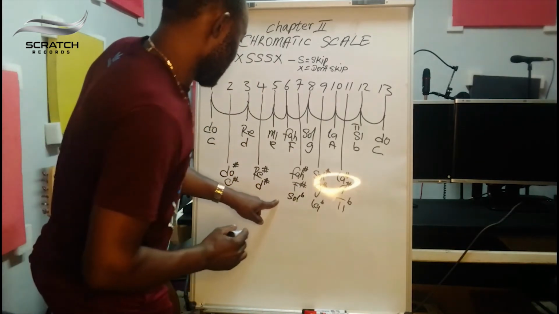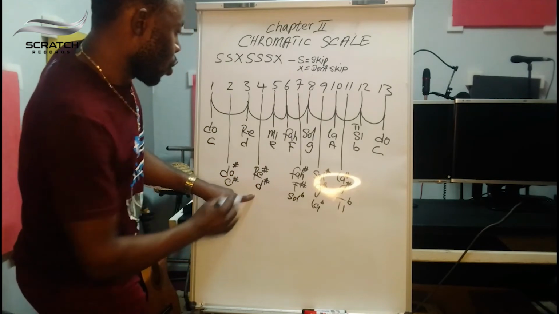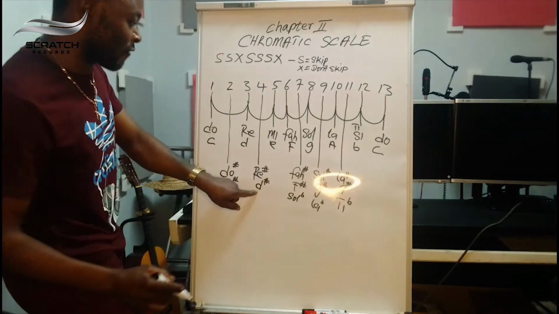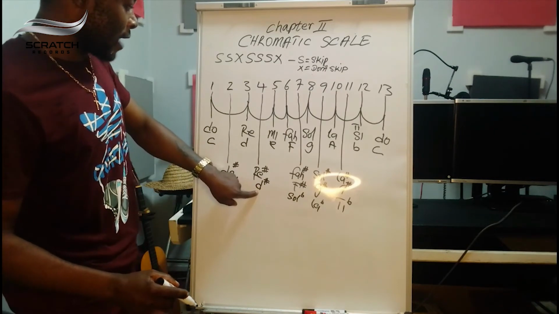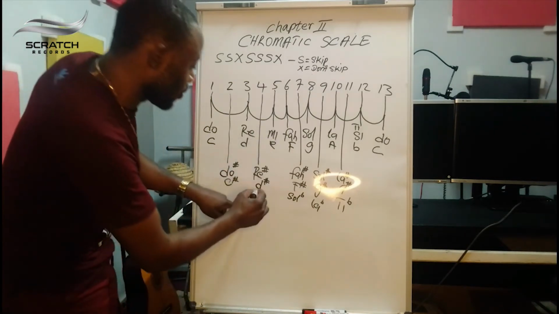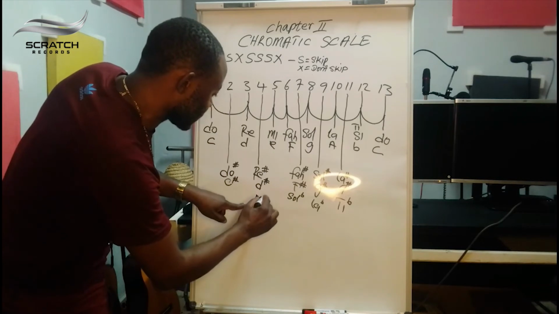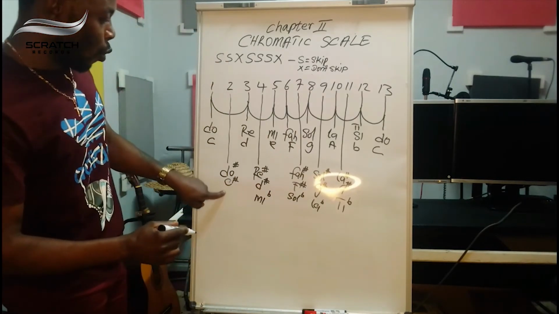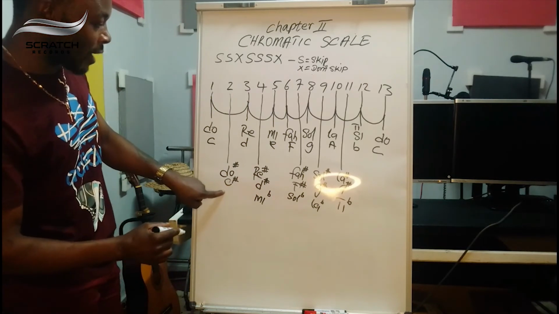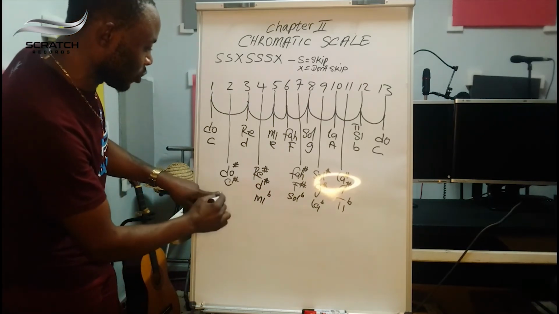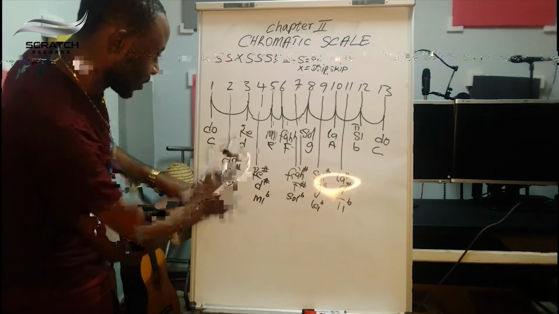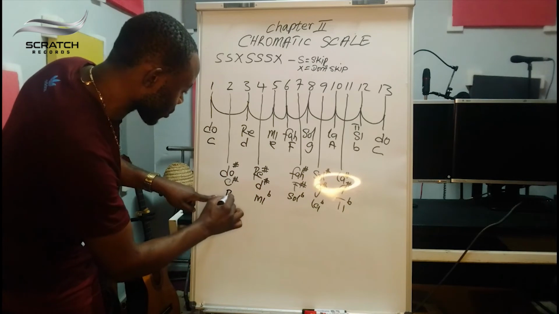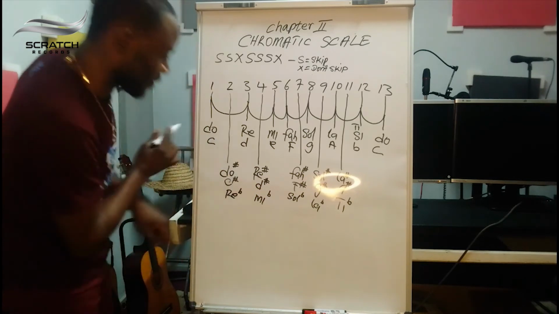All right. Now here we have Re, and Re should be Mi flat or E flat. Mi flat. Here we have Do sharp, and in other words, the same note, which is Do flat should be Re sharp. Oh, sorry, Re flat. Re flat.